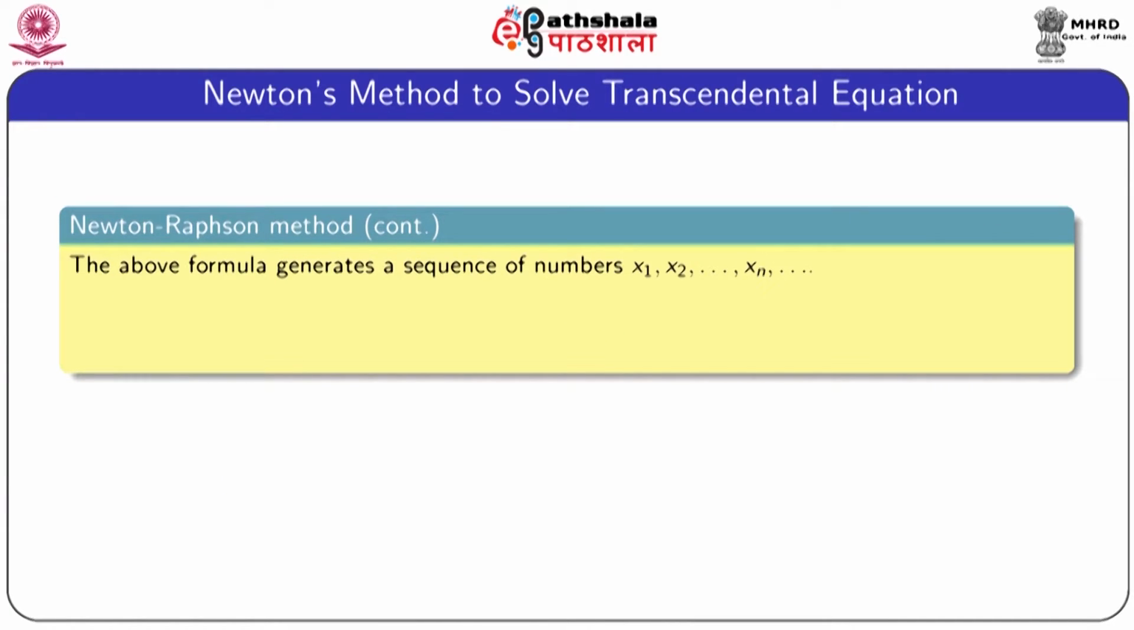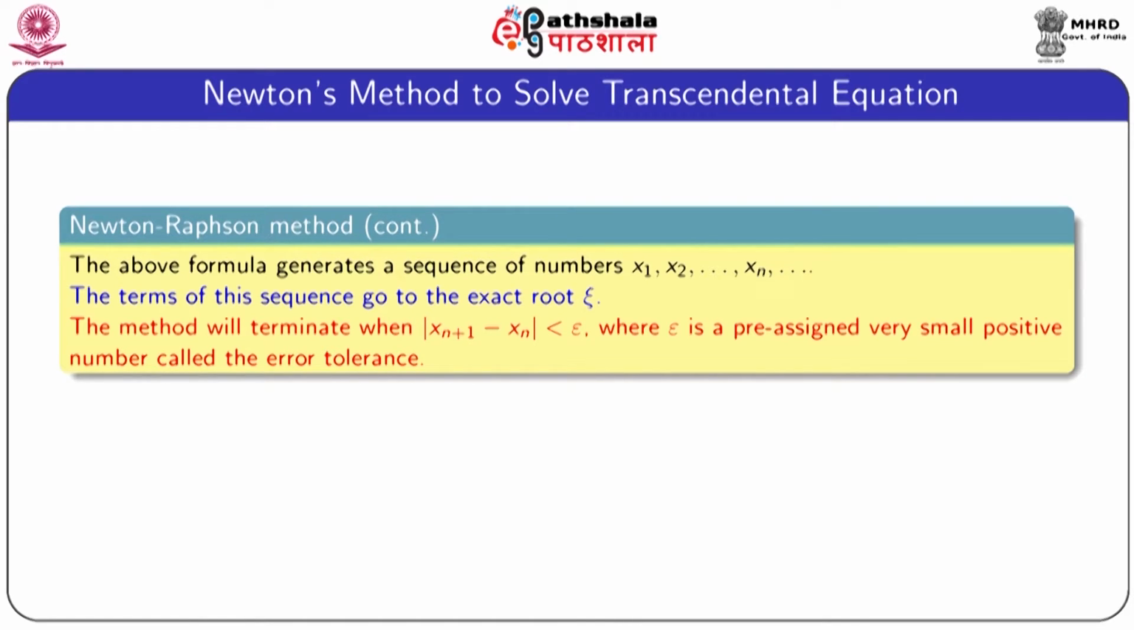The above formula generates a sequence of numbers x1, x2, ..., xn, ..., and if this sequence converges to a number, then that number is the exact root of the equation. That means the terms of this sequence go to the exact root, and the method will terminate when two consecutive approximate roots x_{n+1} and x_n have a very small difference. That means |x_{n+1} - x_n| < epsilon, where epsilon is a pre-assigned very small positive number called the error tolerance.